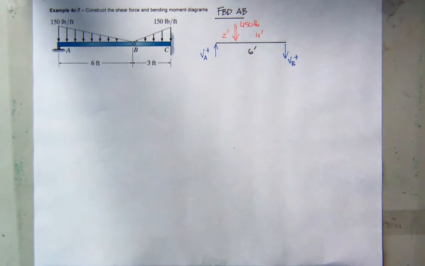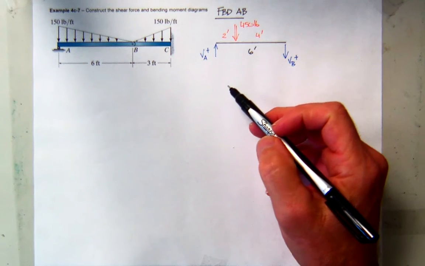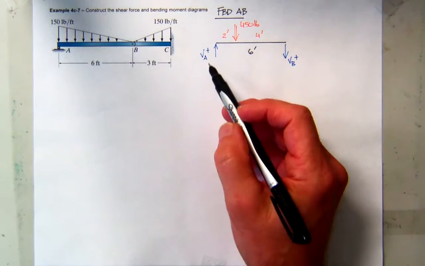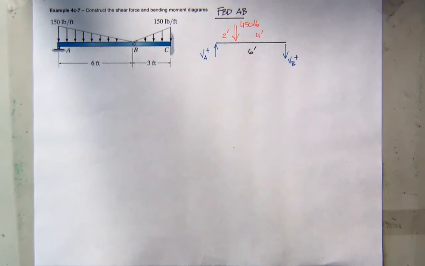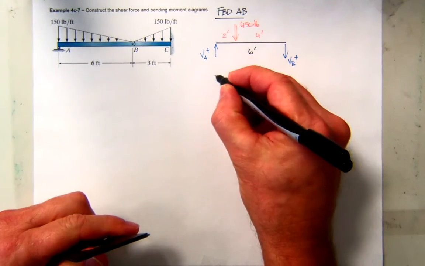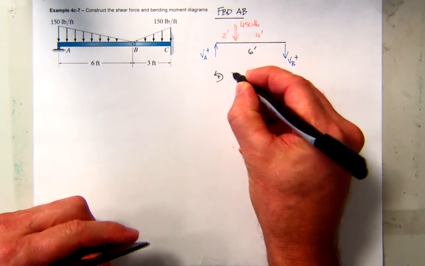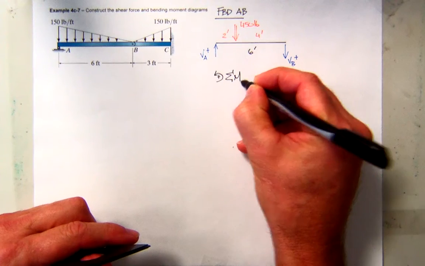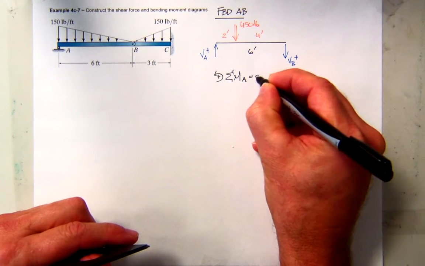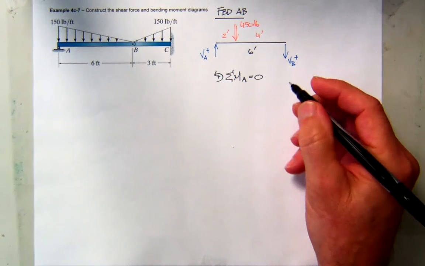Now, before I even move on, if you look at this problem, I can solve this side. I only have how many unknowns? 2. And I can write the 2 equations very quickly. I can sum moments about some point. I can sum forces in the y direction. So I'm just going to go ahead and solve what I need right here before I go any farther. So I will sum moments about A, just because it comes first in the alphabet, no particular reason.